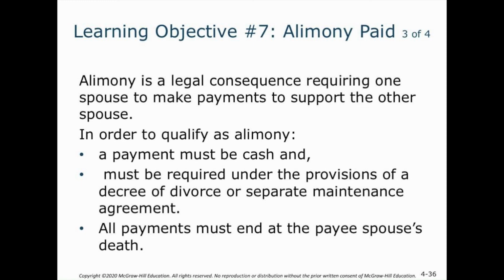Now, in order to qualify as alimony, it's got to be cash. It's got to be required under the provisions of the divorce decree, the divorce order, or a separate maintenance agreement, and all payments must end at the payee spouse's death. So you can't transfer the payments on to another individual.